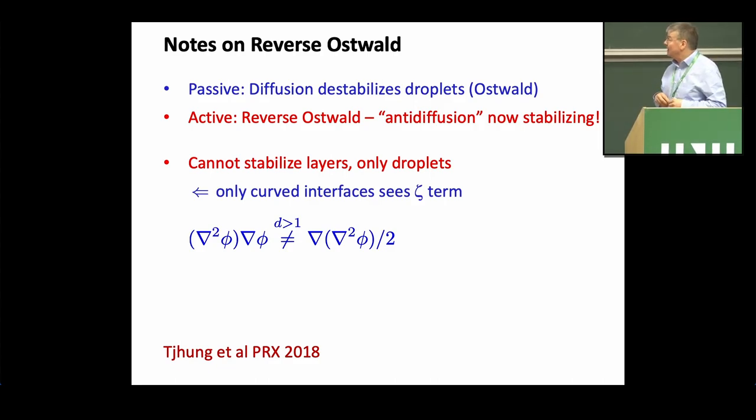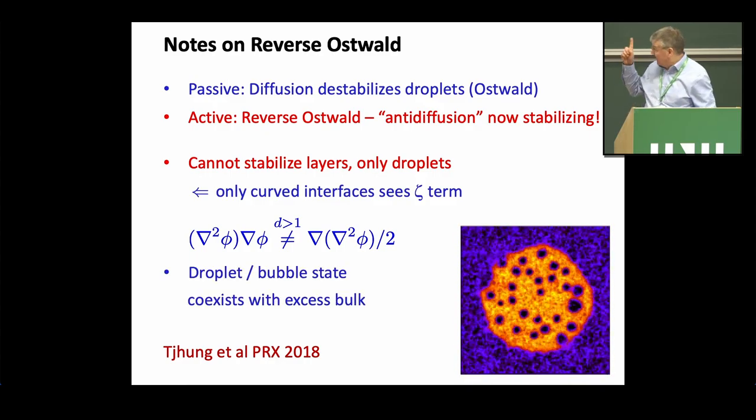However, interestingly, this term can't stabilize layers. It can stabilize droplets, but not layers. And that's because it only cares about interfacial curvature. If the interface is flat, then the term which corresponds to this zeta piece becomes the same as that lambda part, which basically says that if I have a one-dimensional density profile, I can't tell the difference between these two combinations of gradients and phis. So only interfacial curvature distinguishes those two things, so I can only get stabilization of curved states by the reverse Ostwald process. But that is what's happening here.